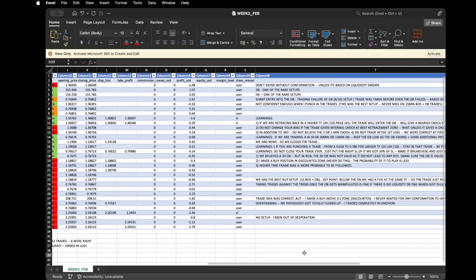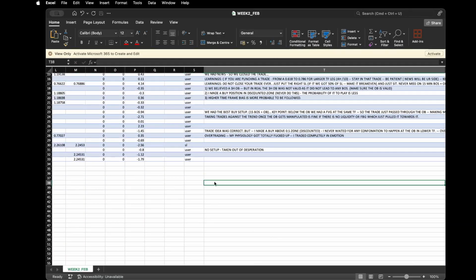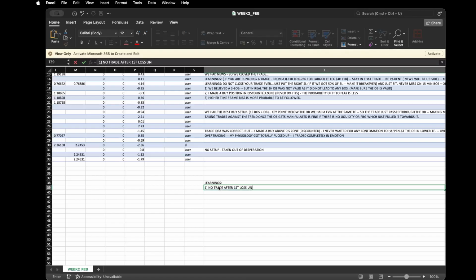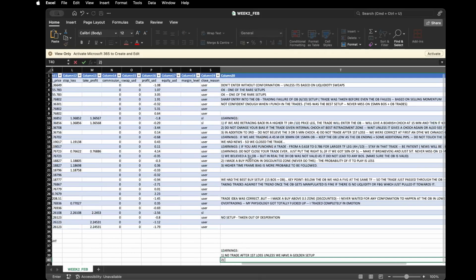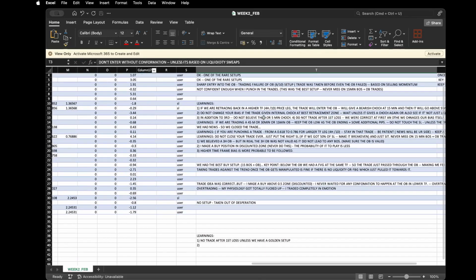So we do have a lot of learnings in here. The learnings for the week, I would say: first, no trade after the first loss unless we have a golden setup. The first and foremost rule: don't enter without confirmation unless it's based on liquidity.